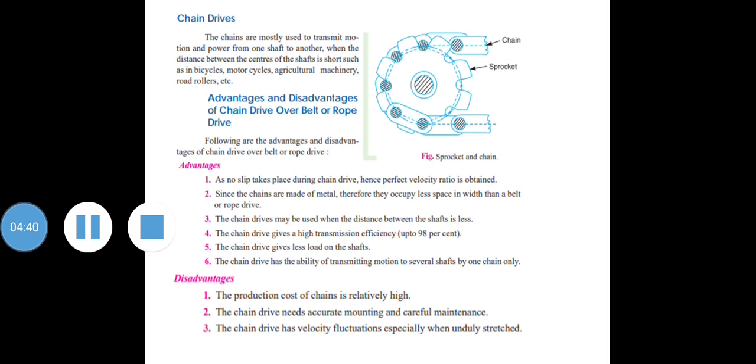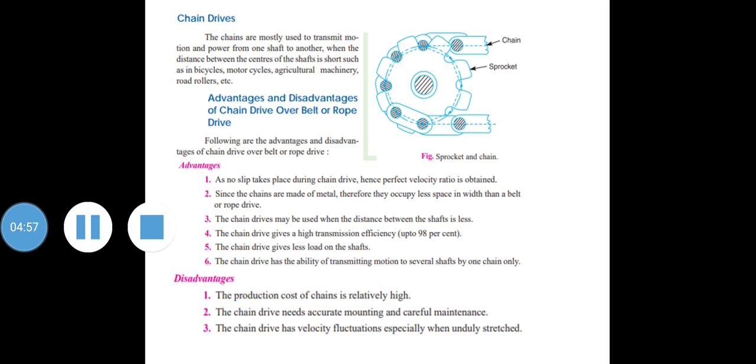So let's see the advantages of this. The first one is that no slip takes place during chain drive. The second one is that chains are made of metal, therefore they occupy less space in width than a belt or a rope drive.